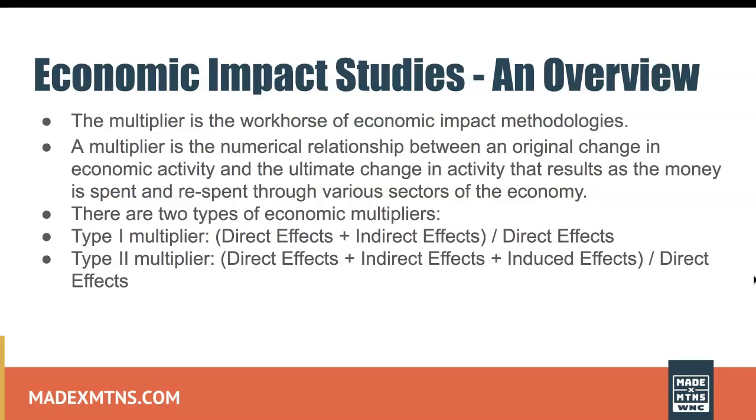There are two types of multipliers that are typically used, a type 1 multiplier and a type 2 multiplier. The type 2 multipliers are more common. If you just look at the way they're calculated, they're very similar, apart from a type 2 multiplier includes these induced effects. And so the type 2 multiplier would be larger because it's including an extra spending flow, the induced effects. Sometimes, to be more conservative, some studies use just the type 1 multiplier. But again, more commonly, it's the type 2 multiplier that is used.